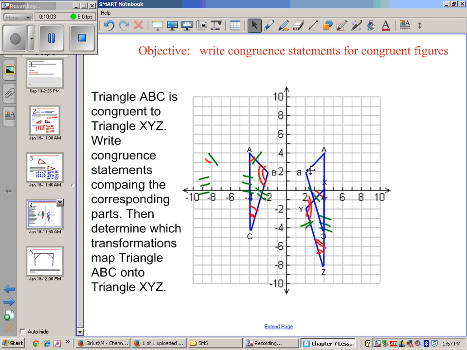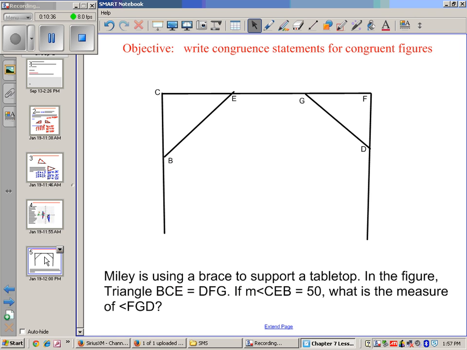Now, as you see, what we're going to have to do is slide it down. 1, 2, 3, 4. Let's go down 4 spots, and voila. So the transformation we had to do to go from ABC to XYZ was a reflection, then a translation of down 4. So again, any questions on that, please write them down or review the video, and we will go over them in class. Okay, and on to our last example.